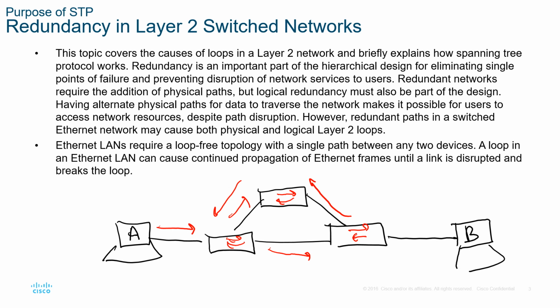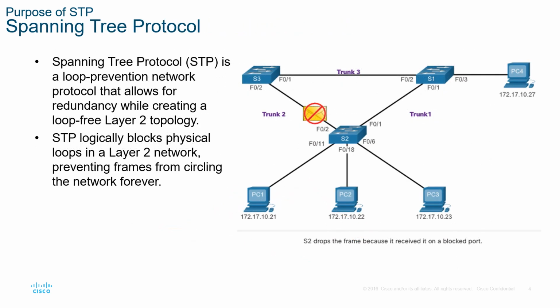To prevent looping frames, we need some mechanism to block some ports from forwarding frames so that only one active path exists at one time between any pair of LAN segments. So this is where the spanning tree protocol comes into the picture.